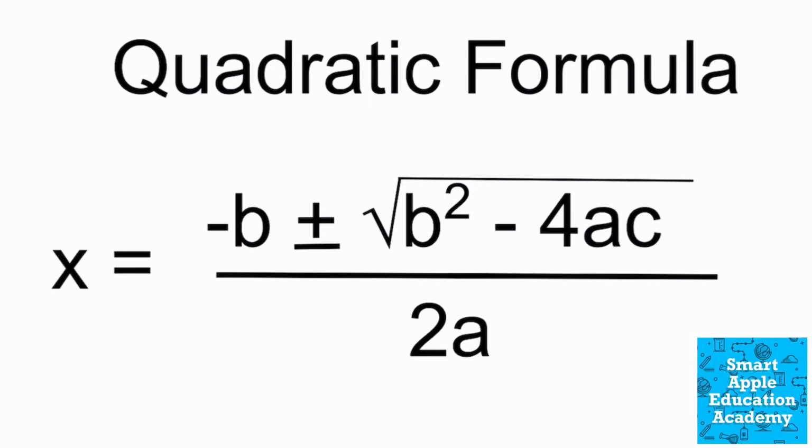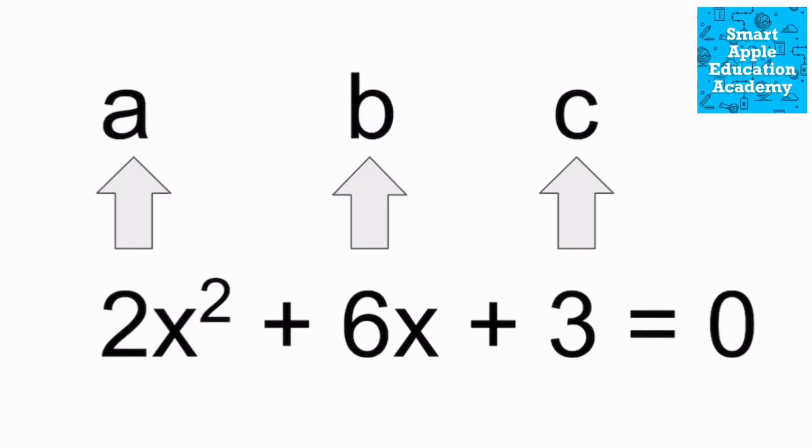Let's move on to a problem where we're going to have to use the quadratic formula to solve a quadratic equation. So let's look at this quadratic equation. We have 2x squared plus 6x plus 3 equals 0. The general form of a quadratic equation is ax squared plus bx plus c. Knowing that, we can see that the 2 is the a, 6 is the b, and the 3 is the c.